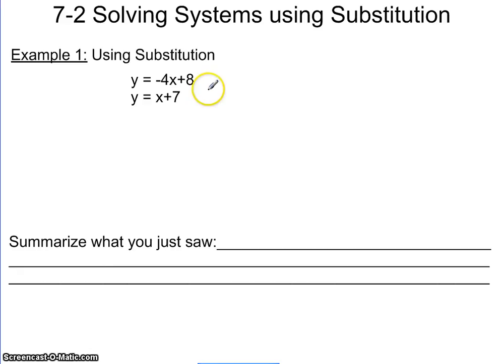So let's go ahead and look at this first problem. We've got y is equal to negative 4x plus 8 and y equals x plus 7. Something that I notice right away about this equation is that it's probably a little too difficult for us to start off with. So let's go ahead and change this plus sign to a minus sign. I think that will make it an easier problem for us.